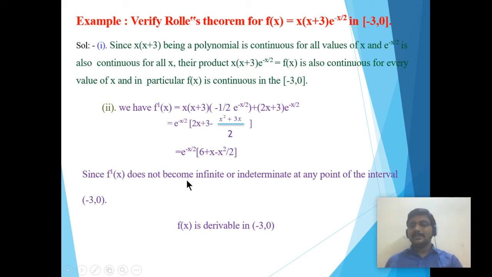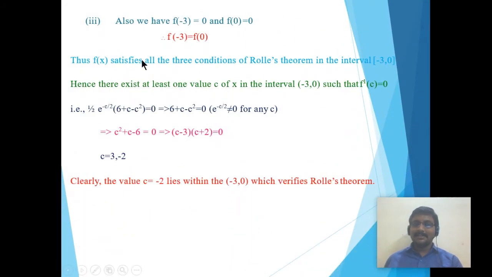Since f dash of x does not become infinite or indeterminate at any point of the open interval minus 3 comma 0, clearly f dash of x exists in the given open interval. So f of x is clearly differentiable. Thus the second condition is also verified. Now the third condition: f of minus 3 is 0 and f of 0 is 0, so both the functional values are equal. Thus f satisfies all three conditions of Rolle's theorem in the closed interval minus 3 comma 0.